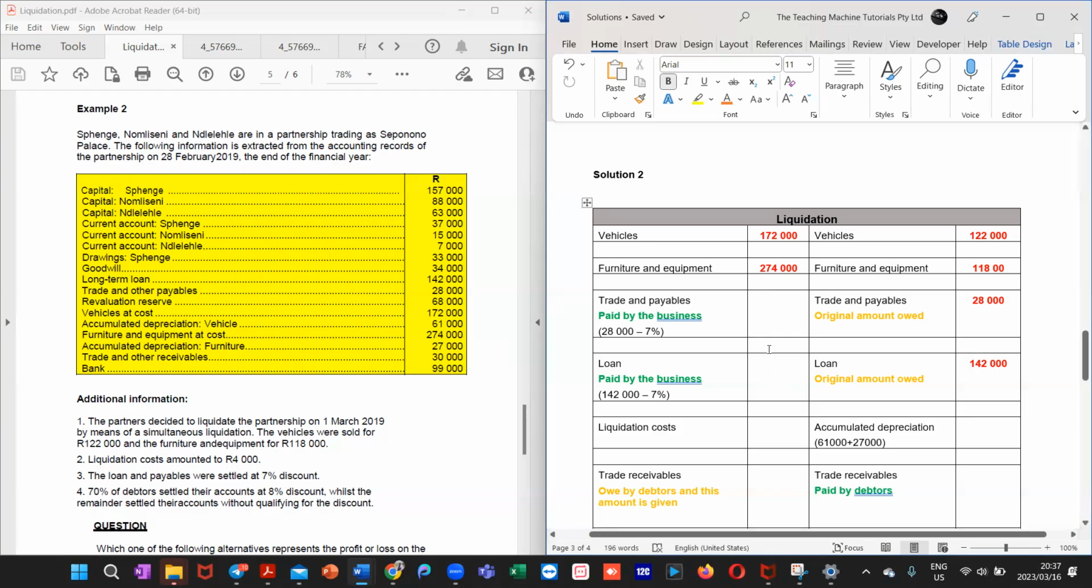Guys, I got 26,040. Yes. Okay. And then 142,000 times 7 divided by 100 is 9,940, minus 142,000 equals, I get 132,060. Is that correct?